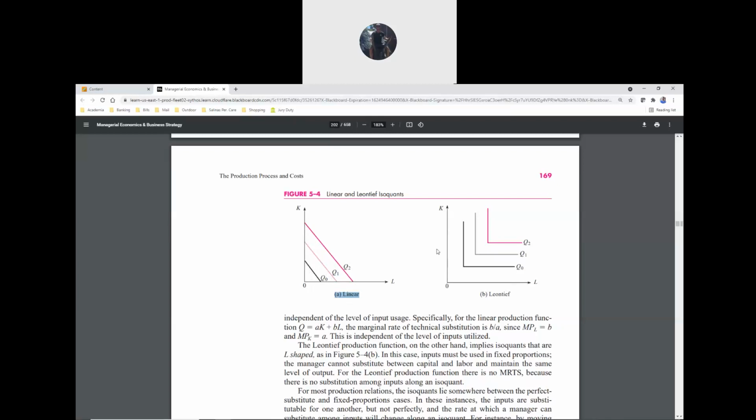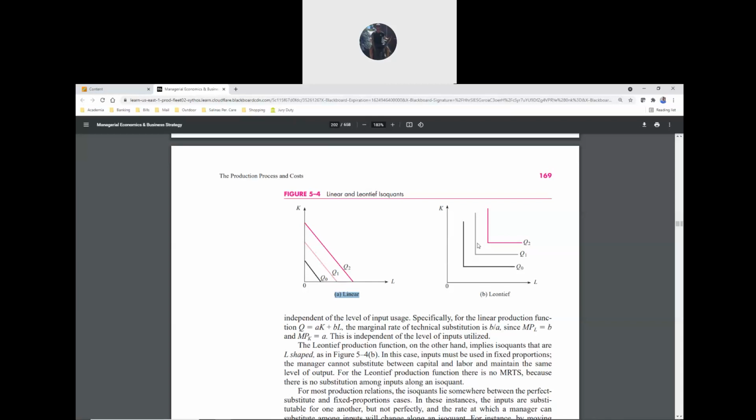And the Leontief, the fixed proportions, looks like this because this assumes only fixed proportions yield the next level of output. Because you can only use inputs in this ratio, Q0 is only achieved at this point. If you're here and you use a bunch more labor, nothing's going to happen unless you add the specific change in capital as well.